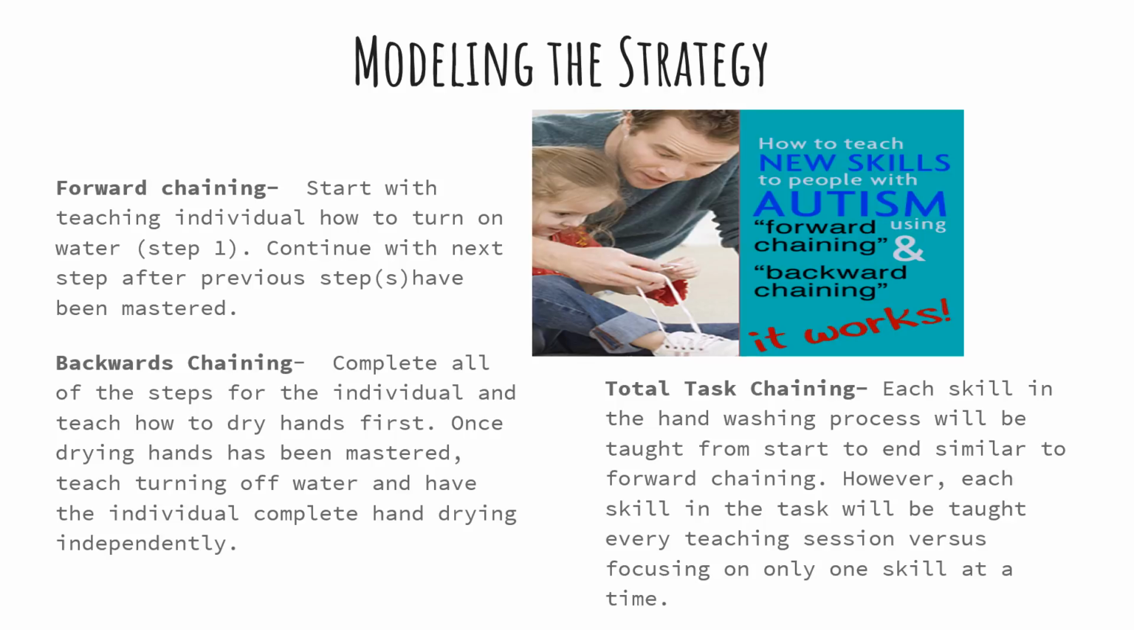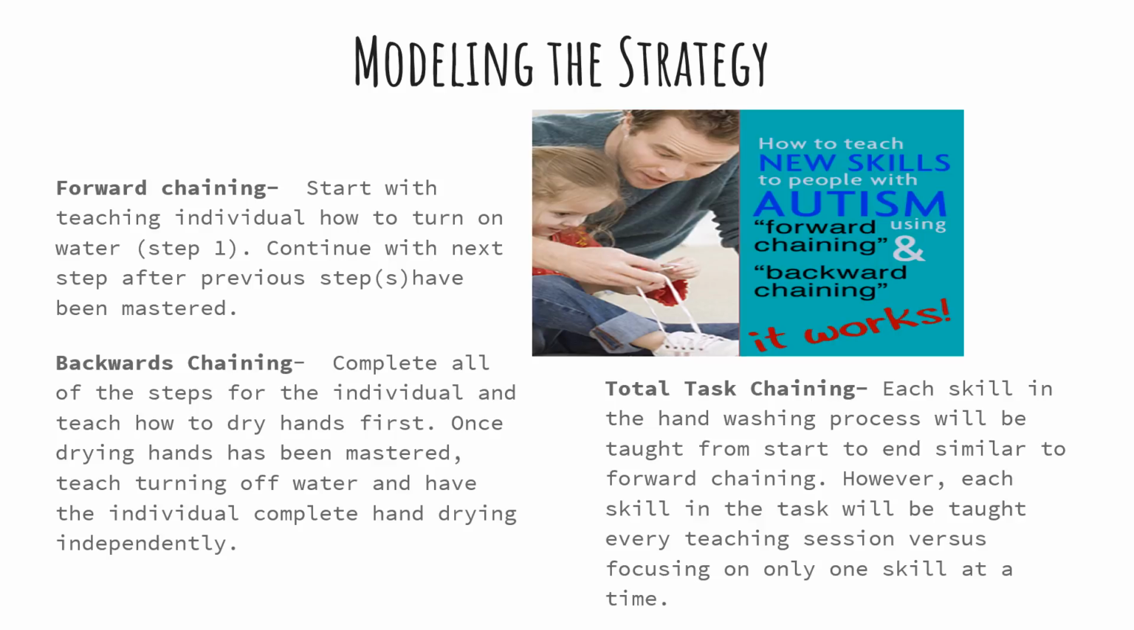Once turning on the water has been mastered, we would allow the individual to turn on the water independently, and using guided prompts, teach them how to get their hands wet and so on. Our next strategy would be backwards chaining, which we would complete all the steps 1 through 6, for the individual, and we would teach them how to dry their hands first. Once drying hands has been mastered, teach turning off the water and having the individual complete drying hands independently. And we would work backwards from step 7 through step 1 until all 7 steps have been mastered.